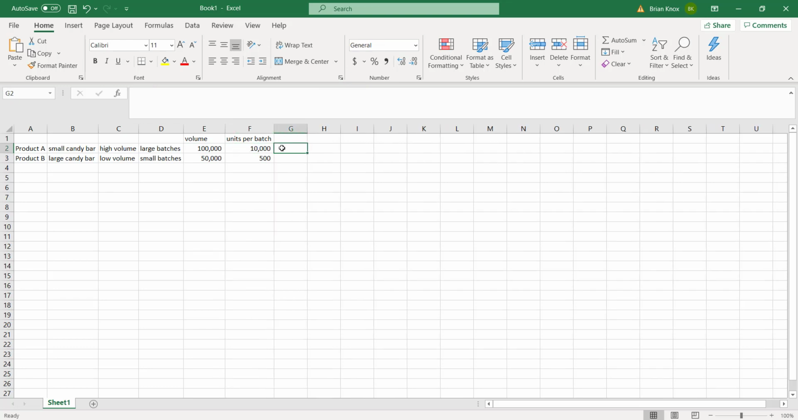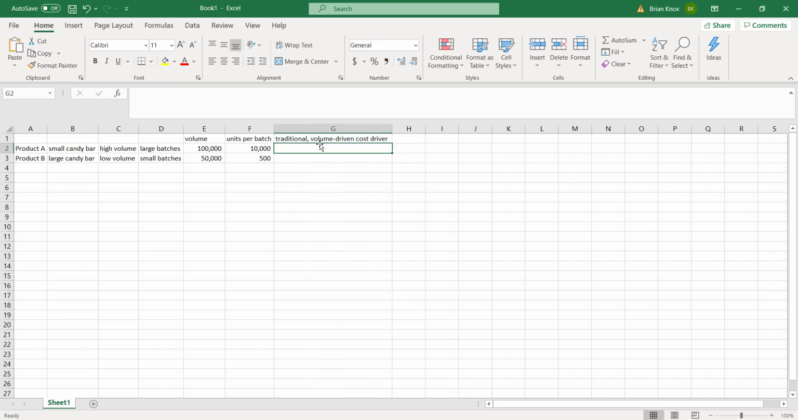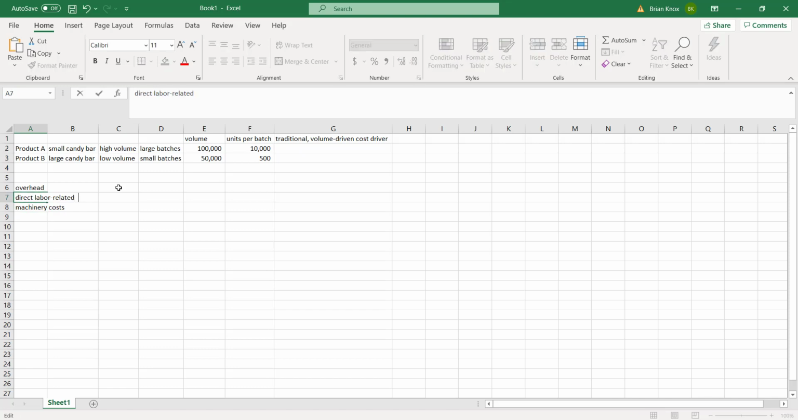Now, let's say we're just using a traditional volume-driven cost driver here. So we're going to say that cost driver is $3.5. You know what? Let's do the math here. Let's say we have overhead of a couple different varieties. One, we have some direct labor costs and machinery costs. Some direct labor related costs. These are overhead costs though, and machinery costs, not direct costs. And then we also have some maintenance costs.